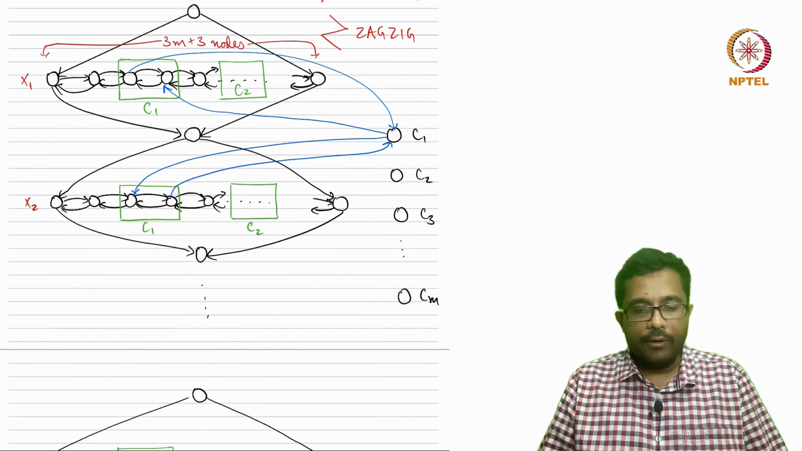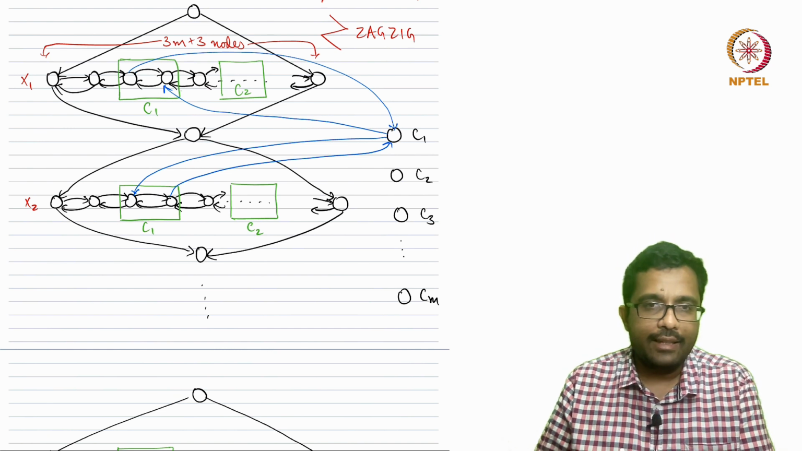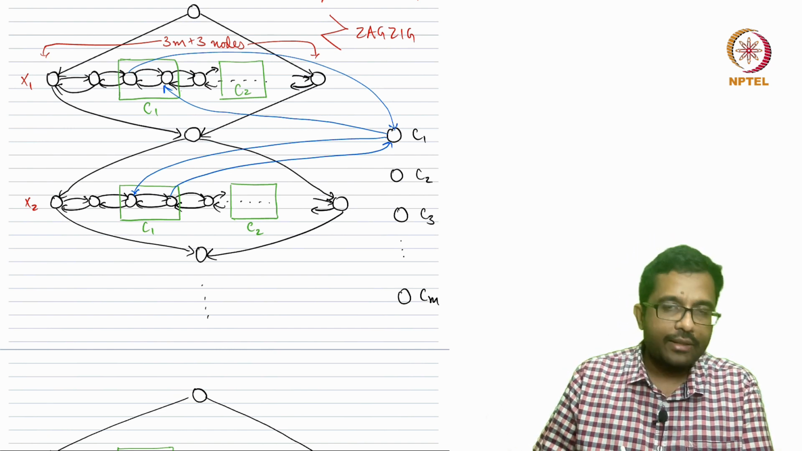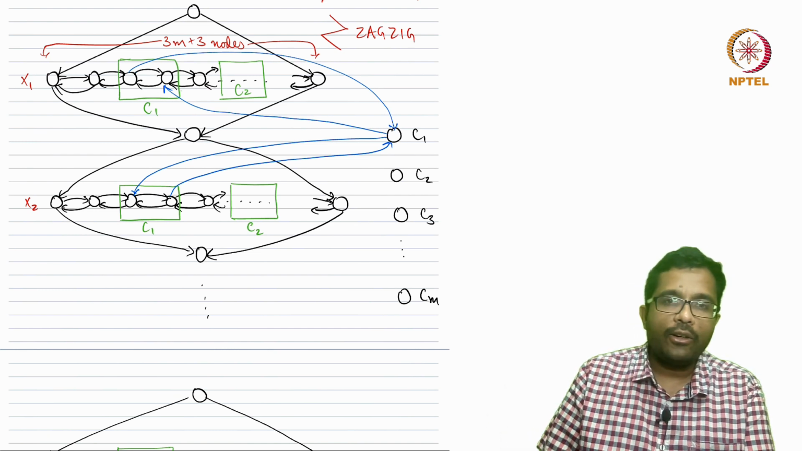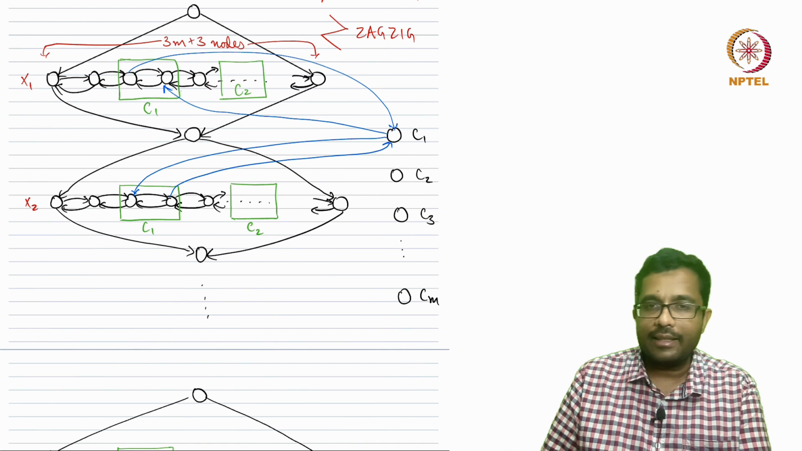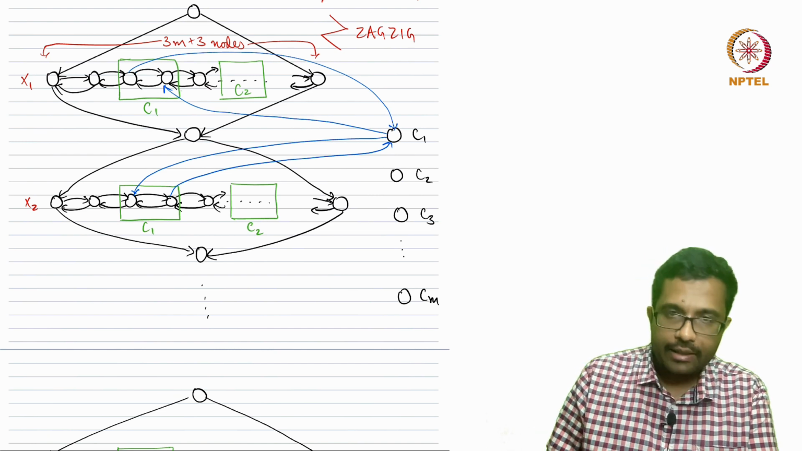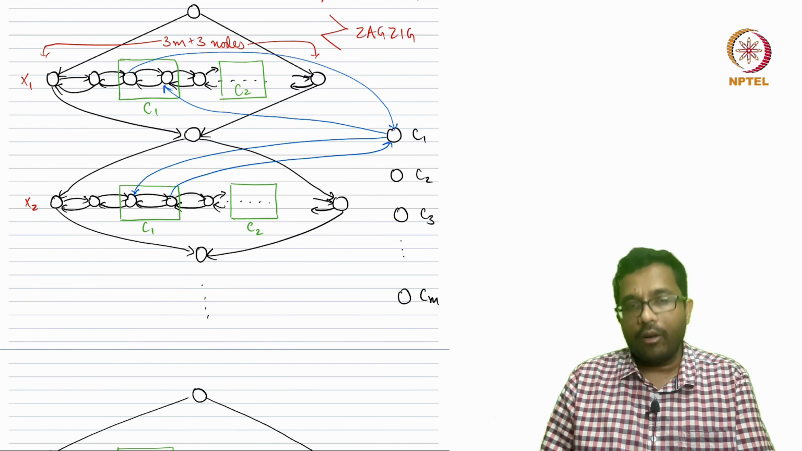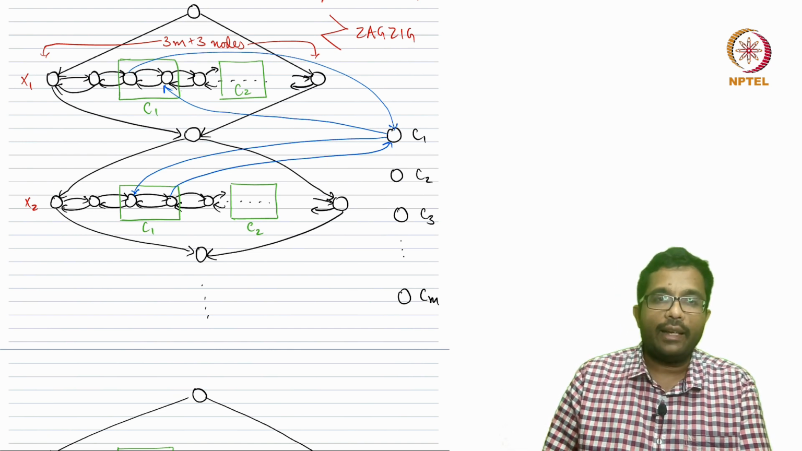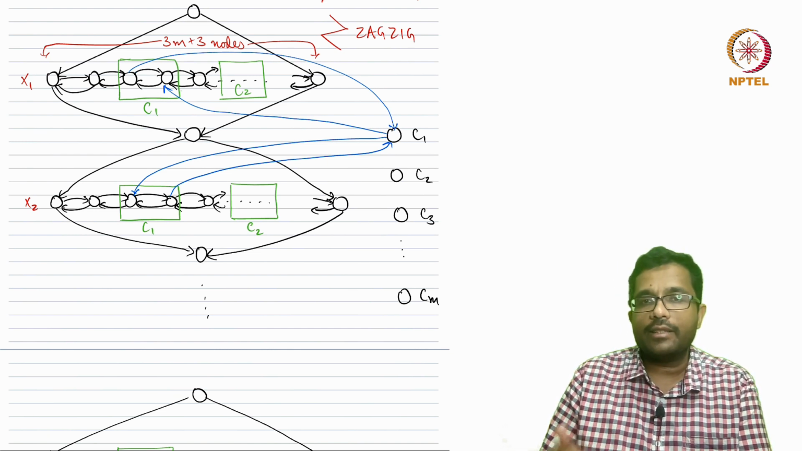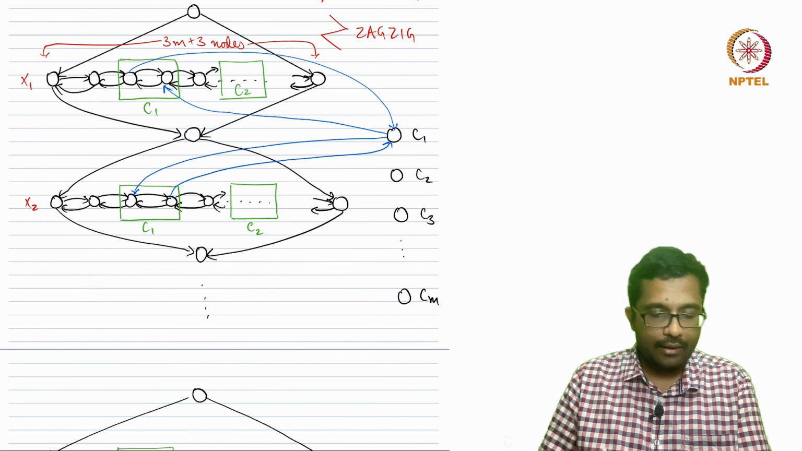So if we have to cover a certain clause C from a certain variable xi, either we should be zigzagging on xi with xi present in C, in which case we set xi to true, or we should be zigzagging on xi with xi complement present in C, in which case we are setting xi to false.